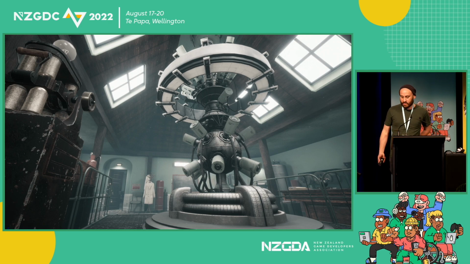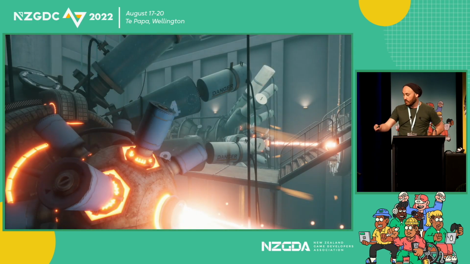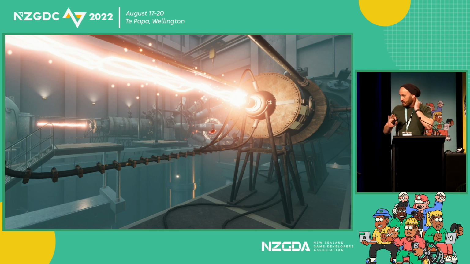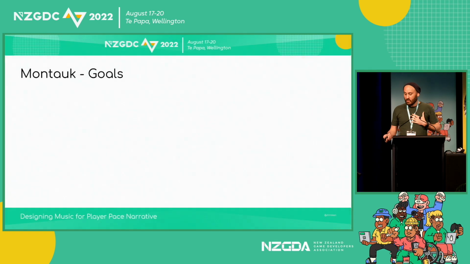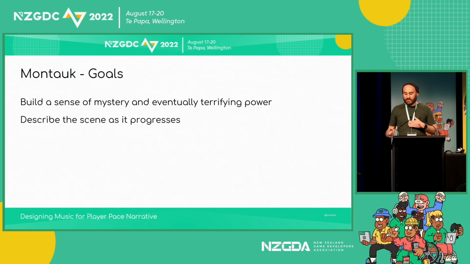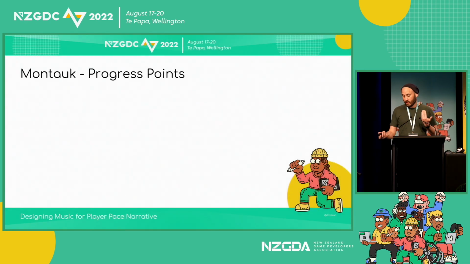The very last level was Montauk, which is very cool. It's got big lasers and stuff. This sits somewhere between a dream and a sort of a memory, a recalled memory. So it had some cool challenges on it. It needed to build a sense of mystery and eventually terrifying power. You need to be like, should we be playing with these kinds of things? It needs to describe the scene as it progresses. Now this is one where traversing the level literally is what progresses the music. Those are the only 2 things I thought were important, apparently.